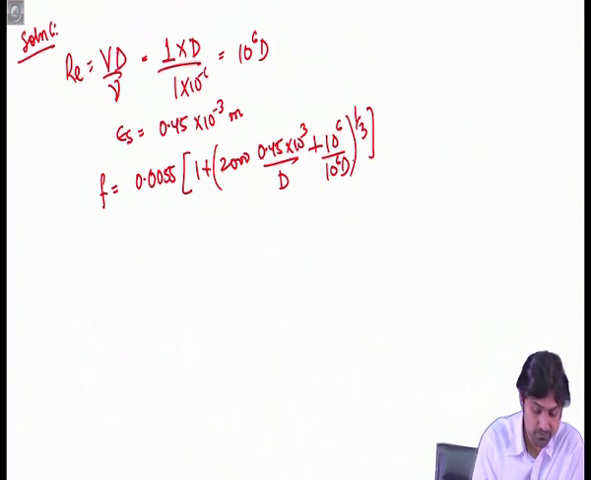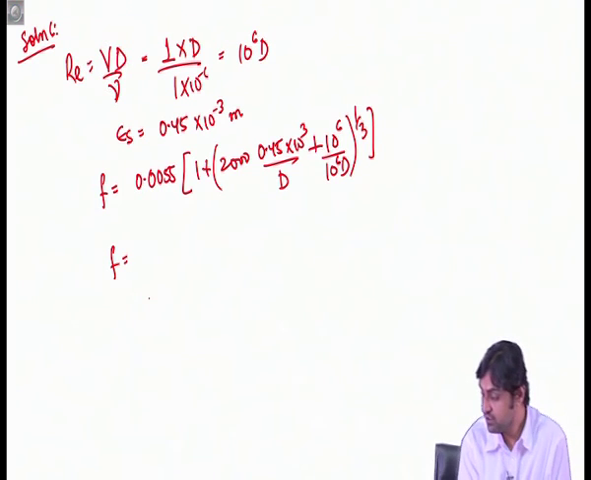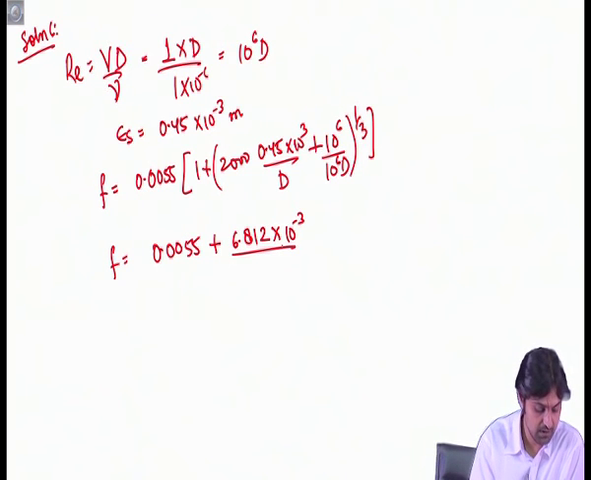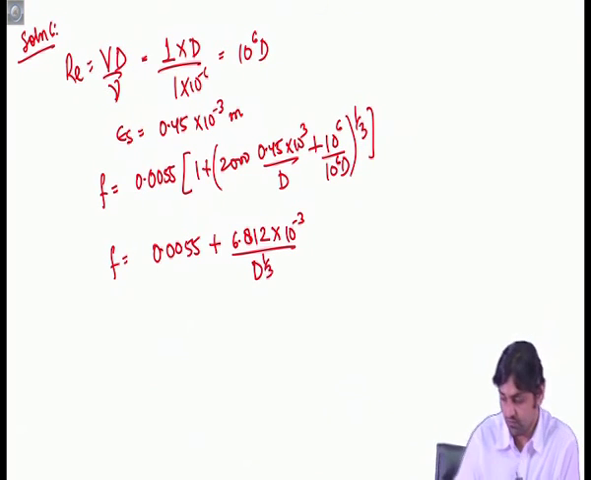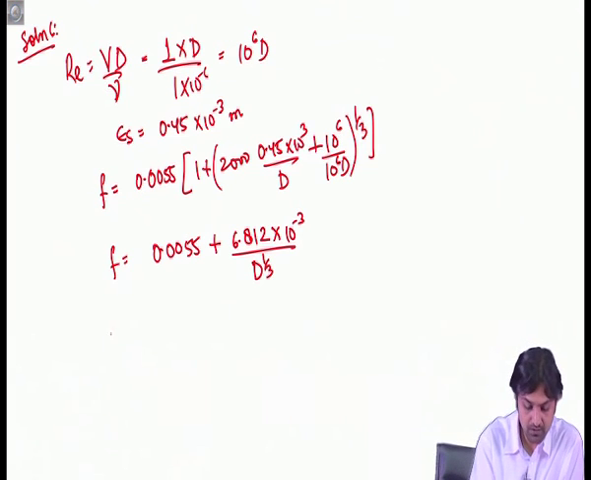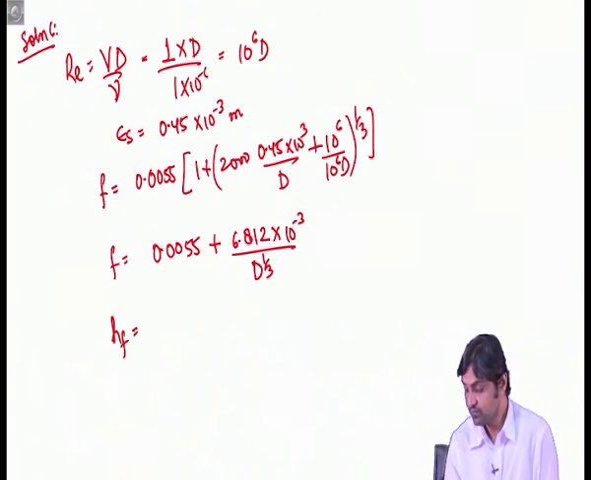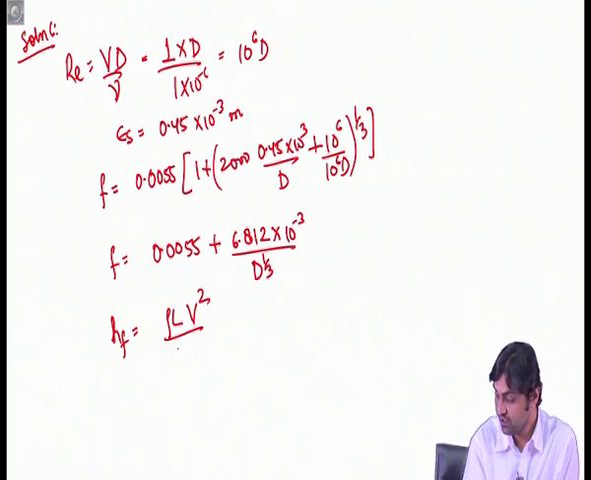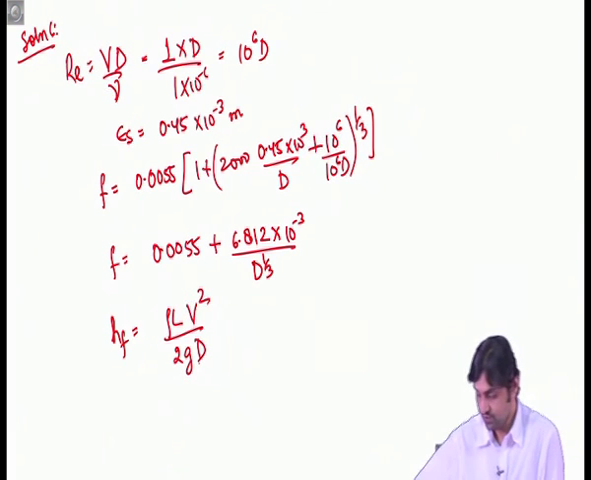All right. So F can be written as, in final form, 0.0055 plus 6.812 into 10 to the power minus 3 divided by d to the power 1 by 3. And hf will be f L V square by 2 g d.